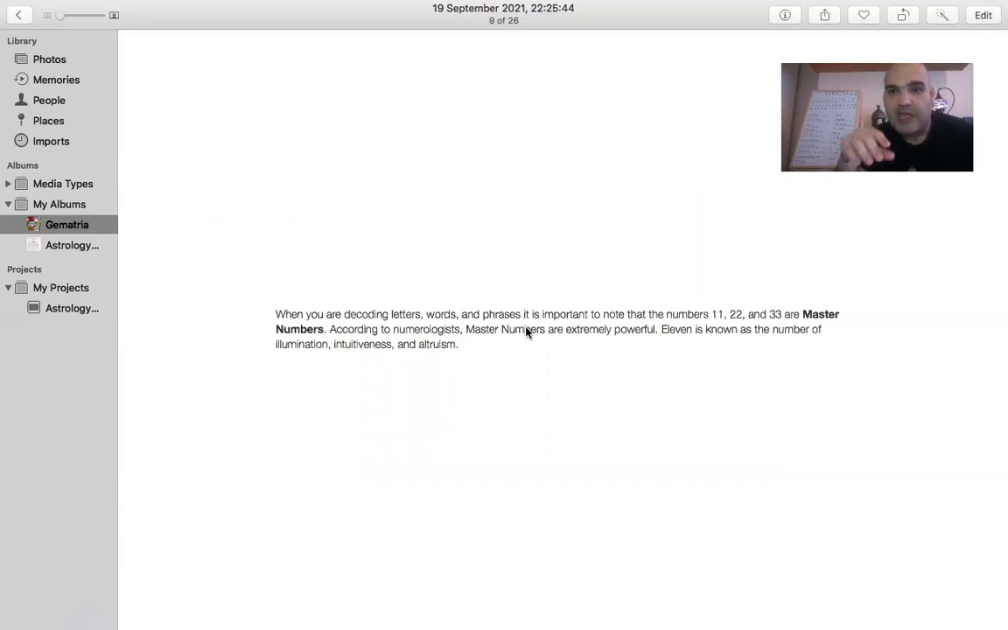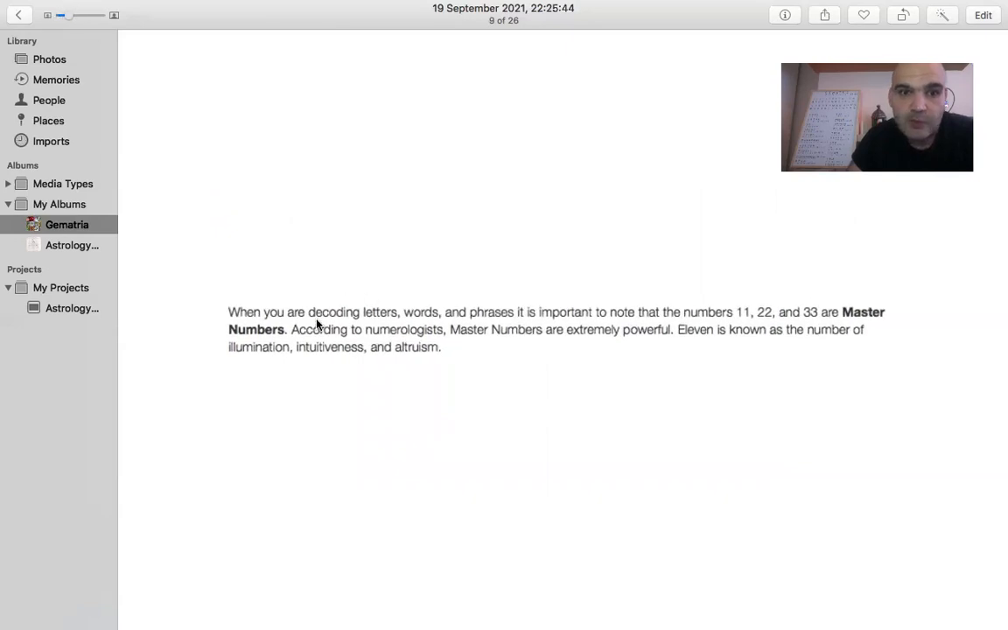So what we're going to do now is just concentrate on a few numbers that are quite significant in the occult and give you a bit of background on them. So it says here, when you decode letters, words, and phrases, it is important to know that the numbers 11, 22, and 33 are master numbers. According to numerologists, master numbers are extremely powerful.